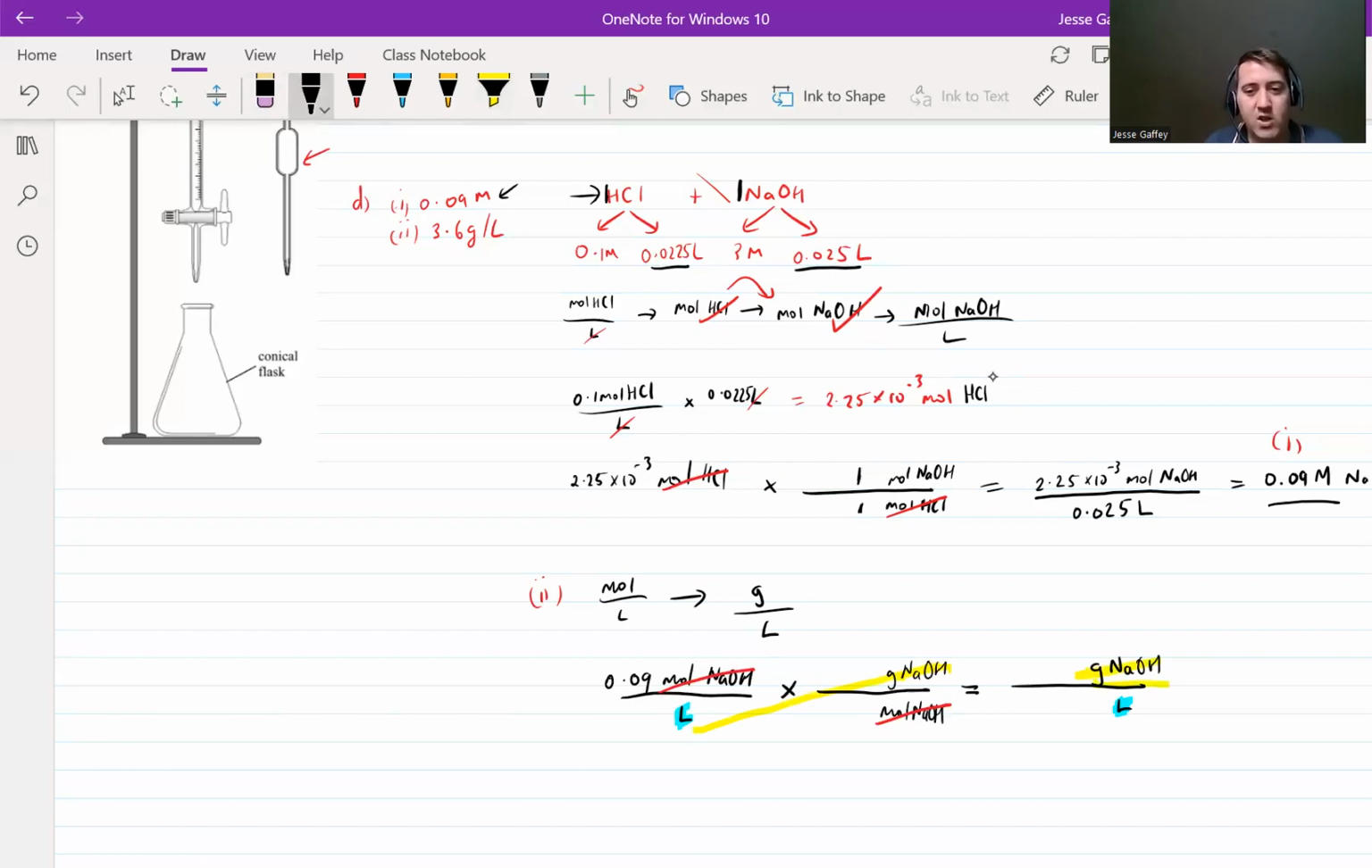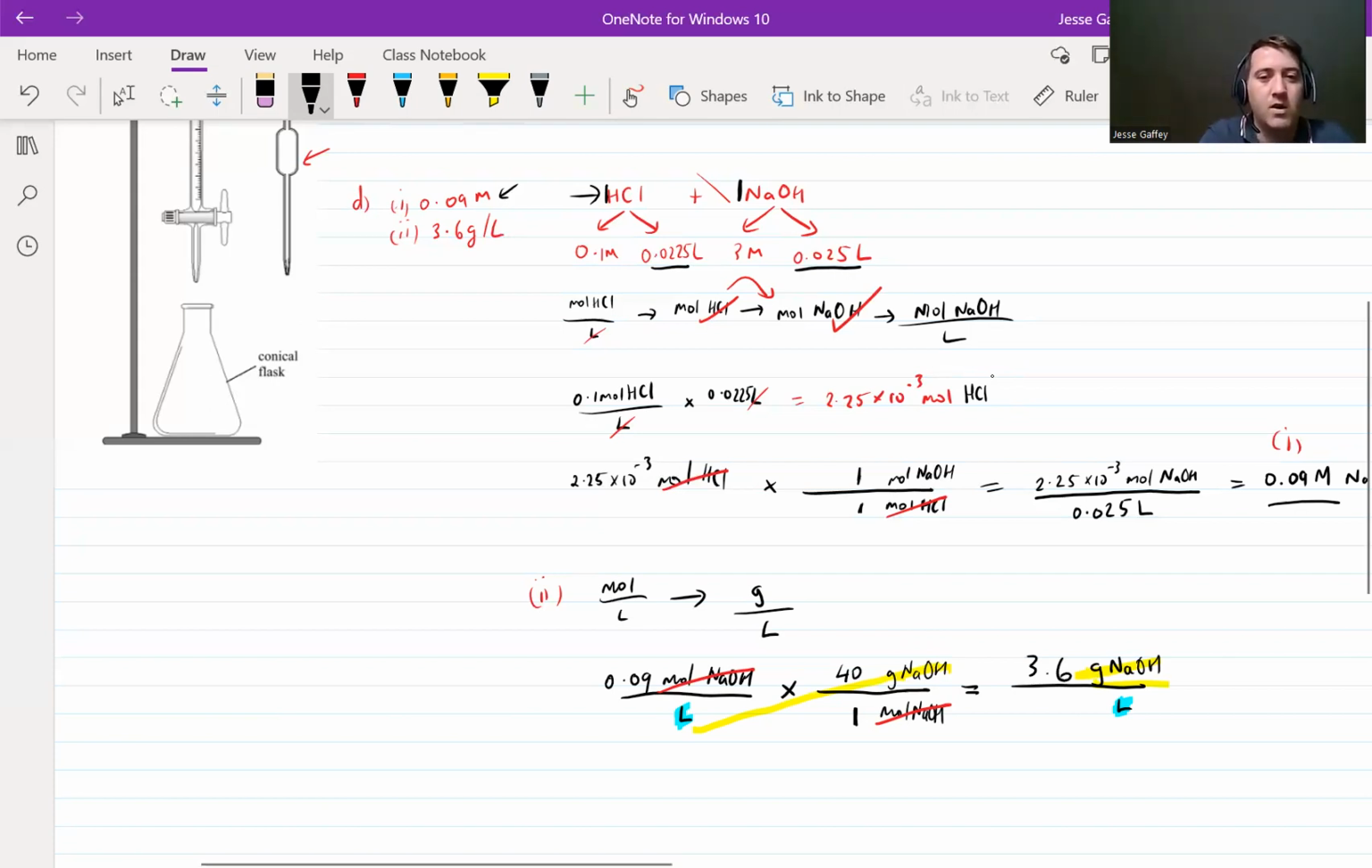Next thing is, what's the relationship between grams of NaOH and moles of NaOH? Well, for 1 mole of NaOH, there are 40 grams. 23 for the sodium, 16 for the oxygen, and 1 for the hydrogen. Add them all up, you get 40. 40 grams per mole. Molar mass is a basic skill that all of us should have by now. So 0.09 times by 40 over 1, and that gives me 3.6 grams of NaOH per liter.